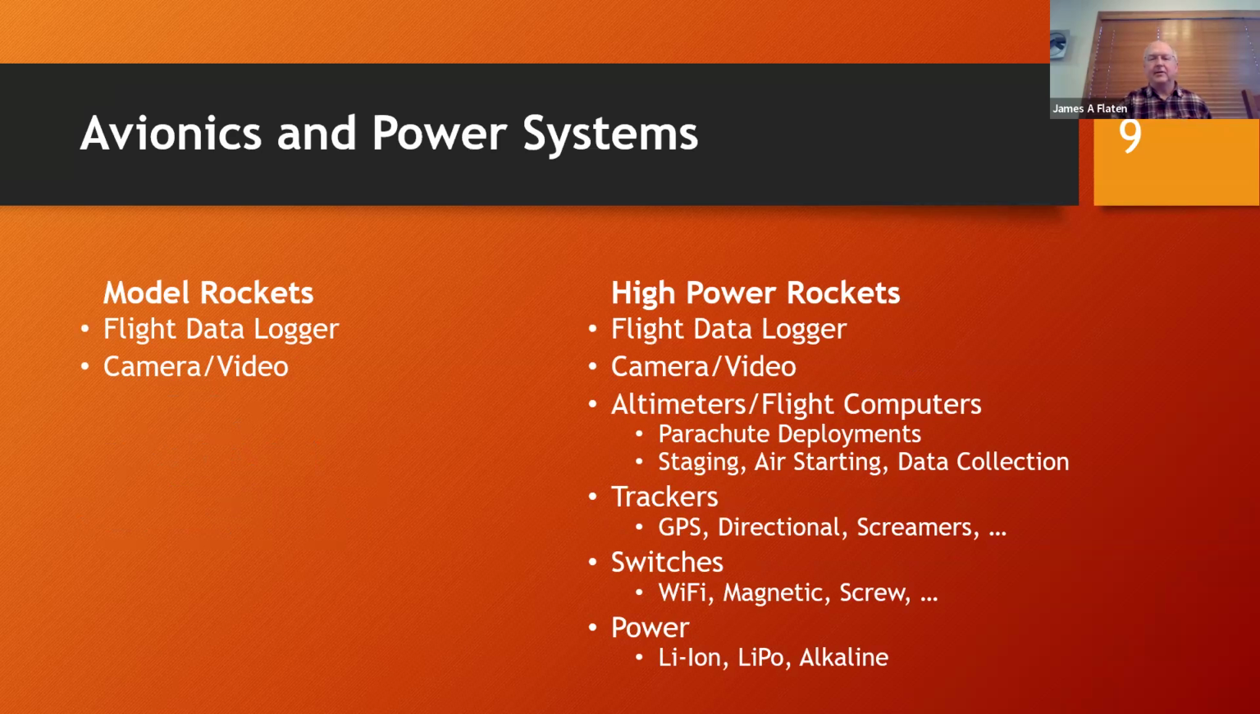High power rockets, on the other hand, often carry much more than that as far as avionics. Okay, altimeters, so a real altimeter, which allows for firing ejection charges and bringing out parachutes at different parts in the flight, staging or air starting to get motors started while you're already in the air. And then also souped up data loggers. So call these flight computers for data collection and sometimes for opening and closing air brakes and things like that.